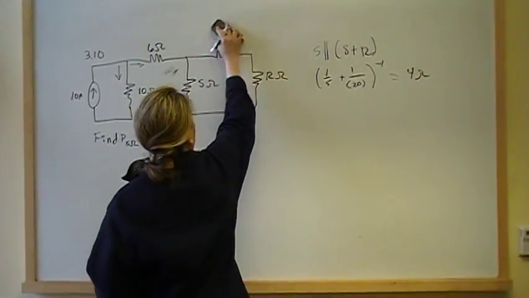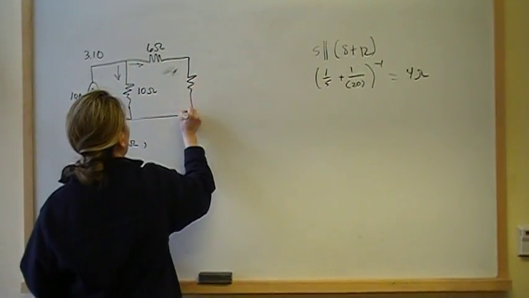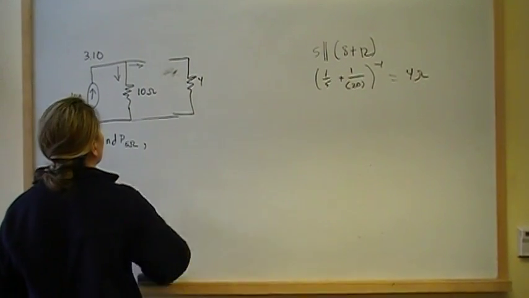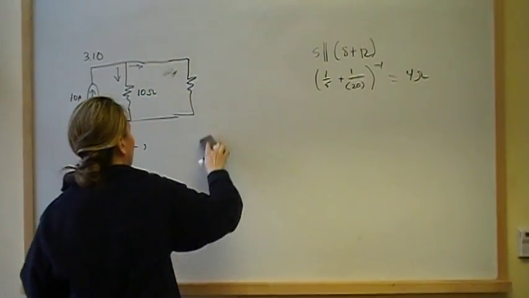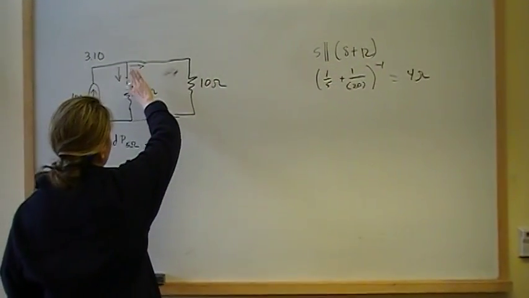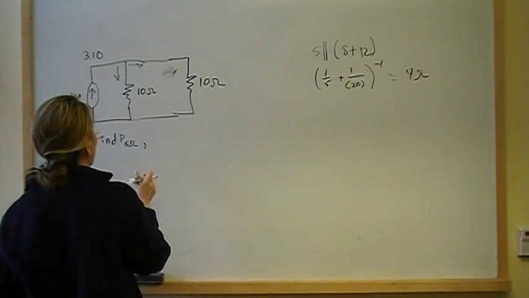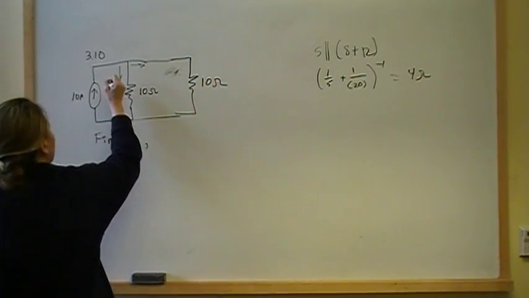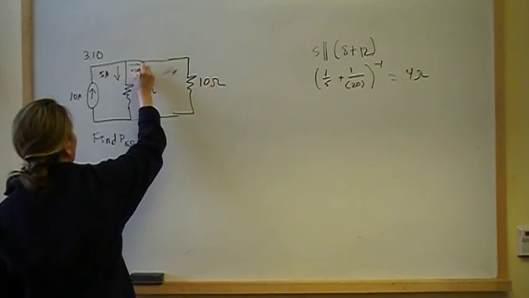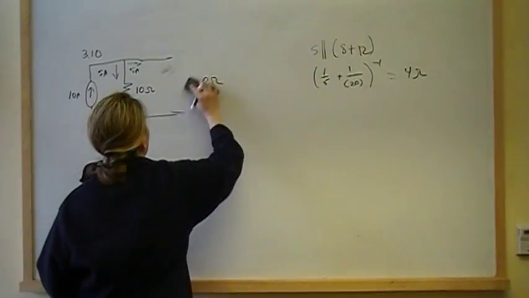So I can replace all of this with 4. 4 and 6 are in series, so I can replace this with 10, right? Because this is going to be what the source sees. So it sees 2 equal resistances on both branches. That means it's going to split evenly. I'm going to have 5 amps going down this direction, and I'm going to have 5 amps going in this direction. Okay, so now let's put back the original circuit.